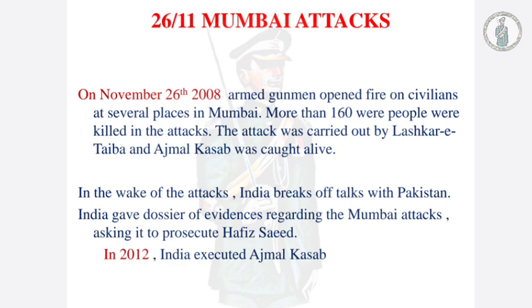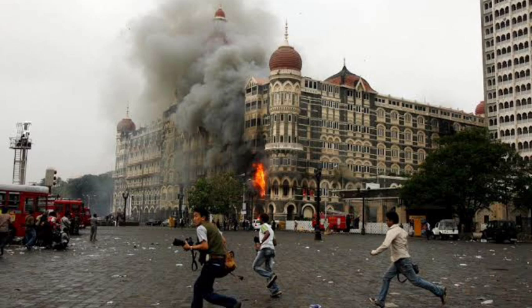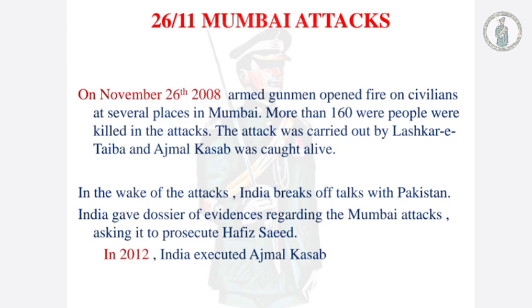Then at the end of 2008, in the month of November, the Mumbai attacks took place, known as the 26/11 Mumbai attacks, when armed gunmen opened fire on civilians at several places in Mumbai. In this attack, 160 people were killed. This attack was carried out by Lashkar-e-Taiba, which is a terrorist organization based in Pakistan. And India caught Ajmal Kasab.